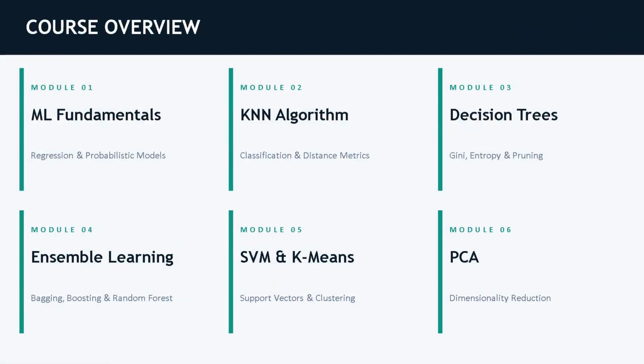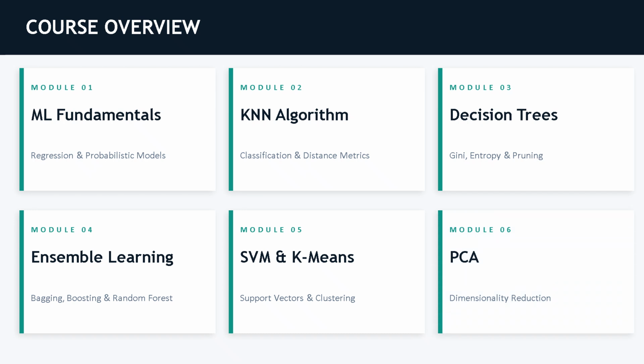This course runs across 6 modules: machine learning fundamentals, k-nearest neighbors, decision trees, ensemble learning, support vector machines and k-means, and finally, PCA. Each module builds on the last, so by the time you finish, you have a complete picture of the most important supervised and unsupervised machine learning algorithms. These are the ones that I use today.